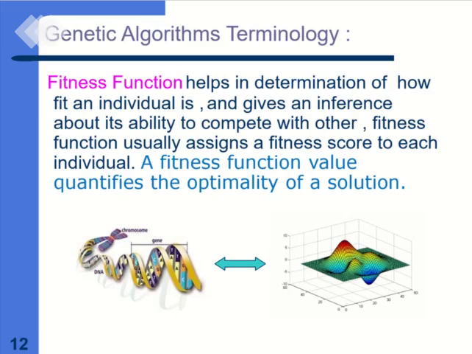Now the fitness function, which is the main optimization function used in genetic algorithms, quantifies the optimality of the solution, and usually it assigns fitness scores to each individual.